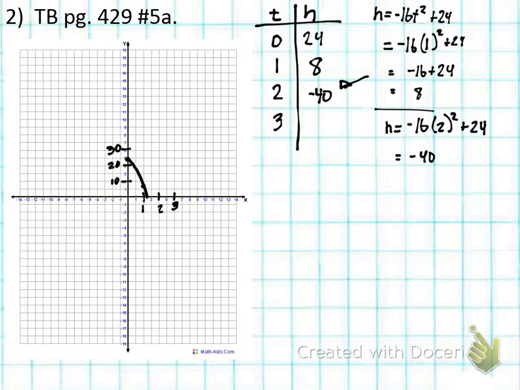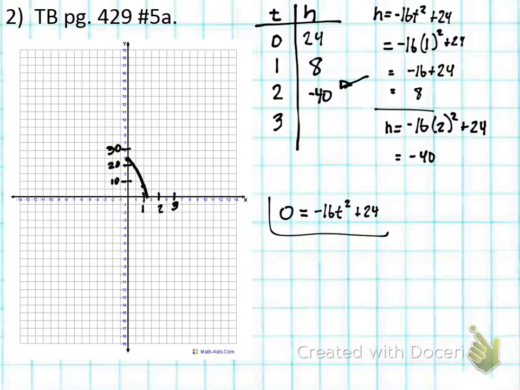What's y equal to here? Y is equal to 0, right? That's why it's called the 0. So instead, this is not called y anymore, this is called h, so we'd set h equal to 0, okay? So instead of h, we're going to put 0, and write the original equation. 0 is equal to negative 16t squared plus 24.